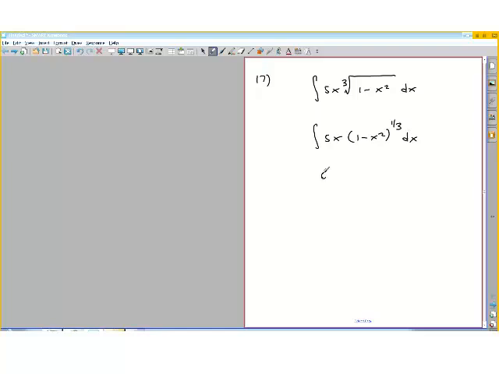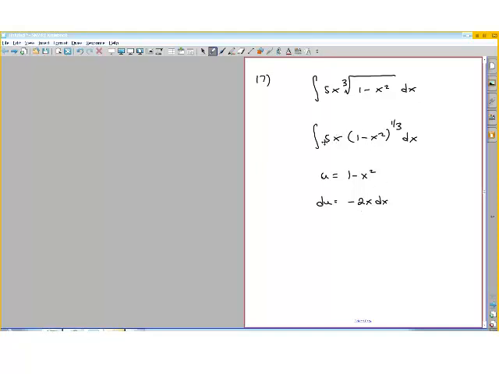u is the term in the parentheses, 1 minus x squared. So we take the derivative of that. du is going to be equal to negative 2x dx, since the derivative of negative x squared is negative 2x multiplied by dx.